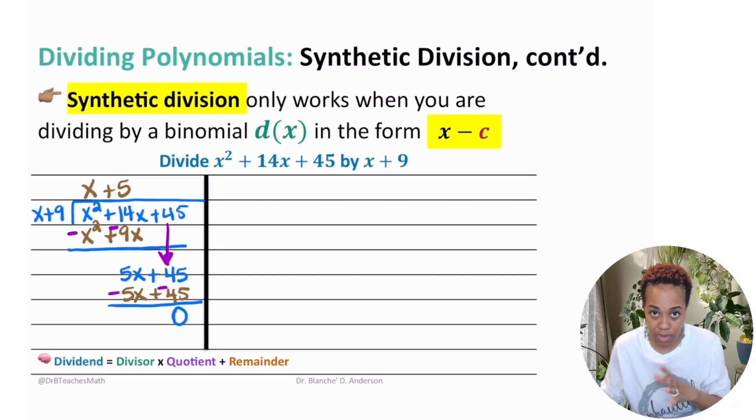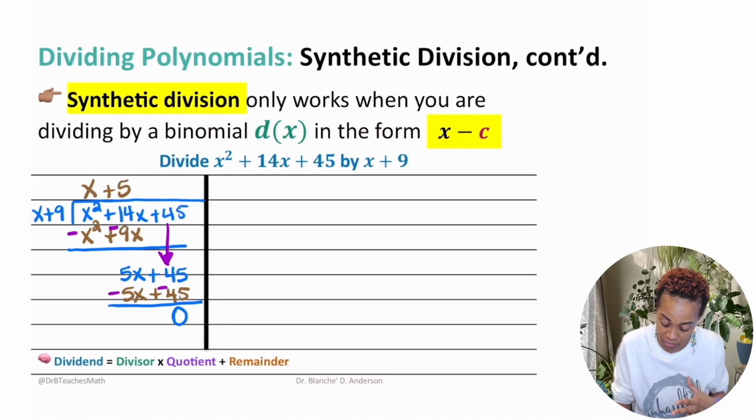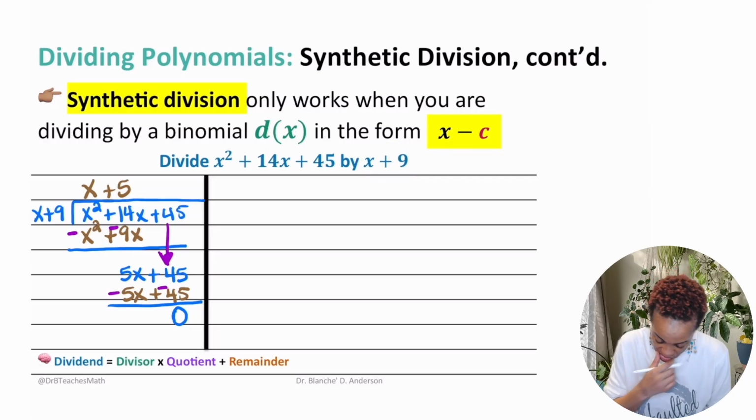Now when you do synthetic division, you set it up exactly the same. It's not anything special. The only thing is you use the coefficients, and I can only use it if the divisor is of the form x minus c. Okay, only if it's of the form x minus c. Let me show you how to set this up.